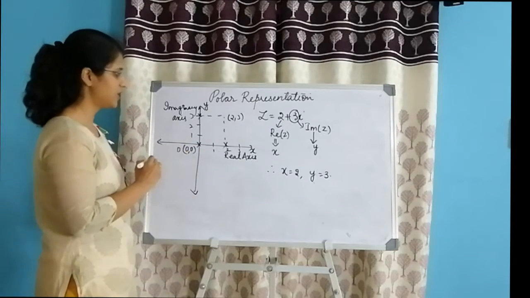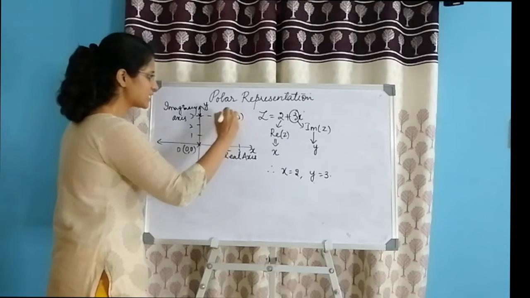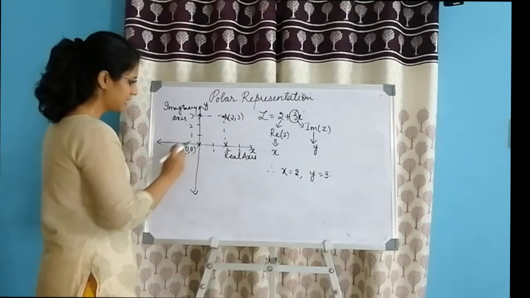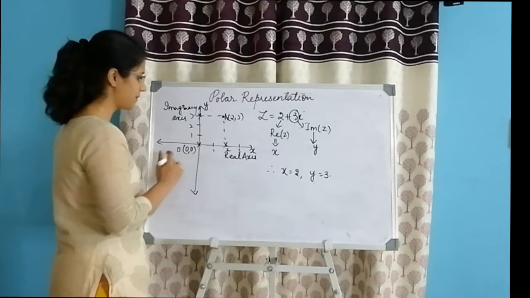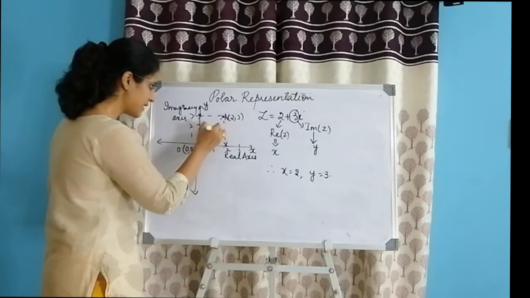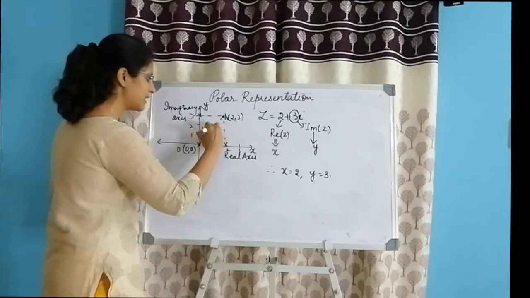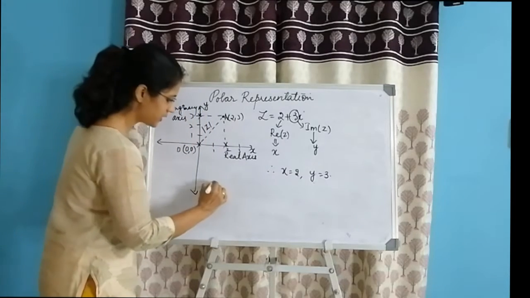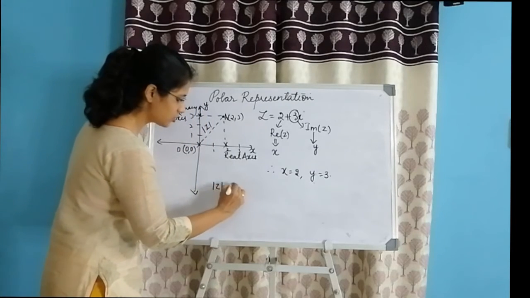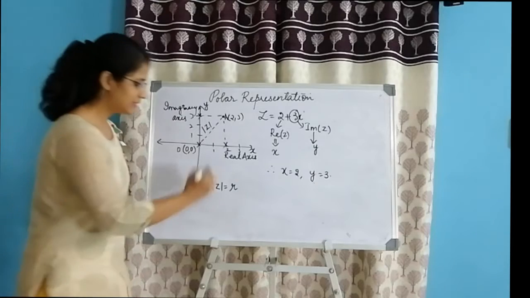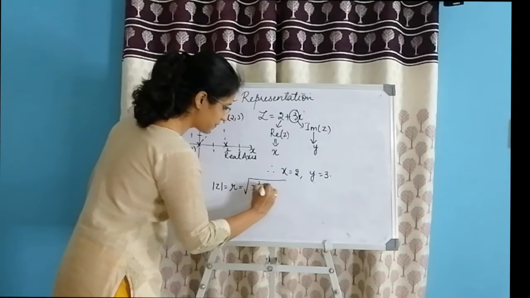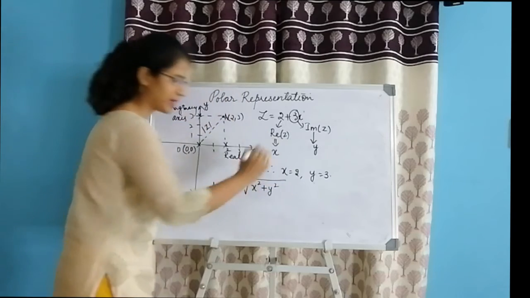This will be origin. Now, if I call this point A (2, 3), then I have origin (0, 0). Then this distance OA is nothing but modulus of Z. And this modulus of Z is also called R. And this is formed using the formula square root of x square plus y square.